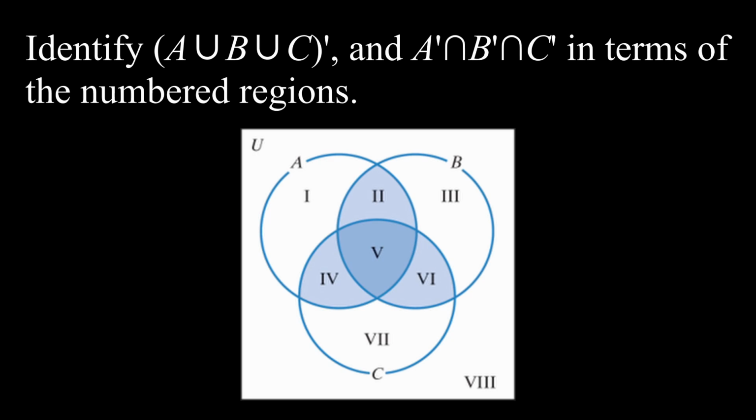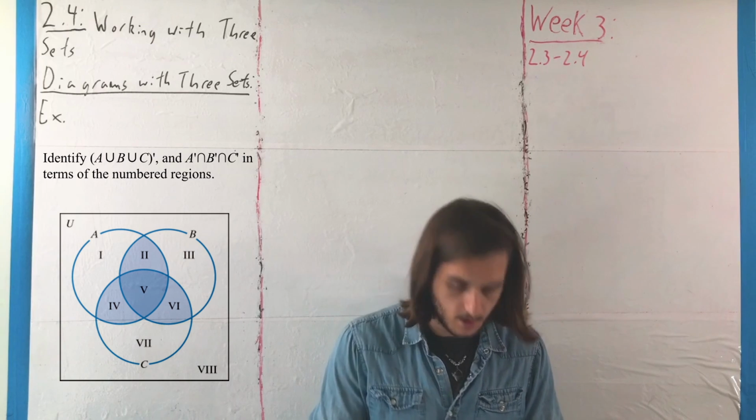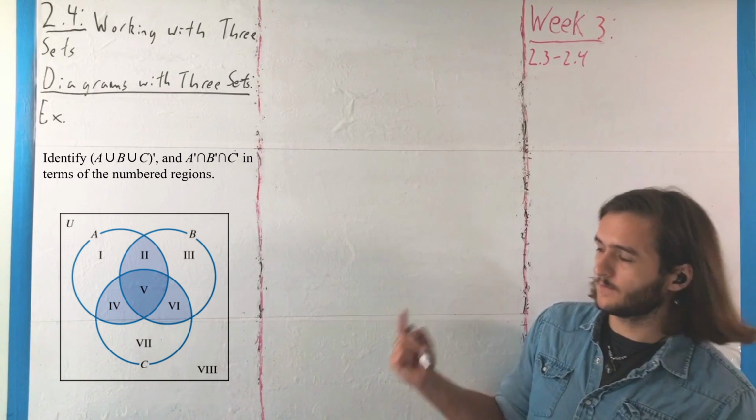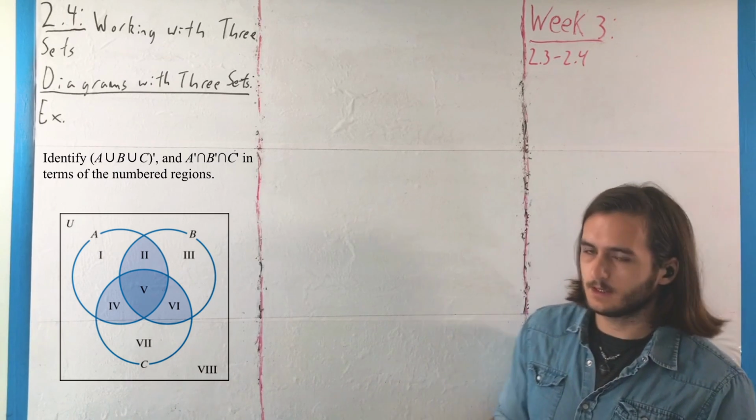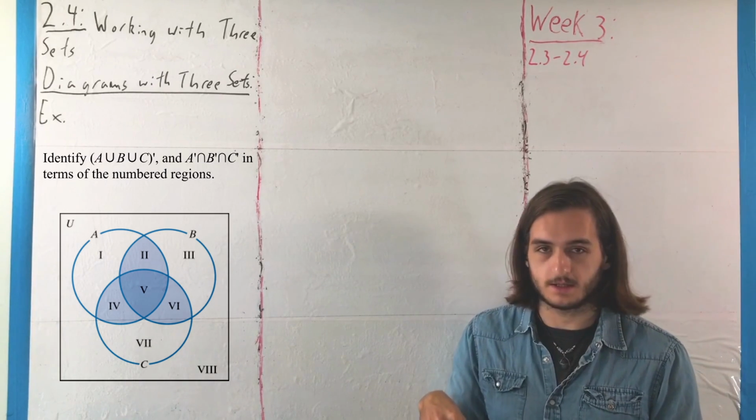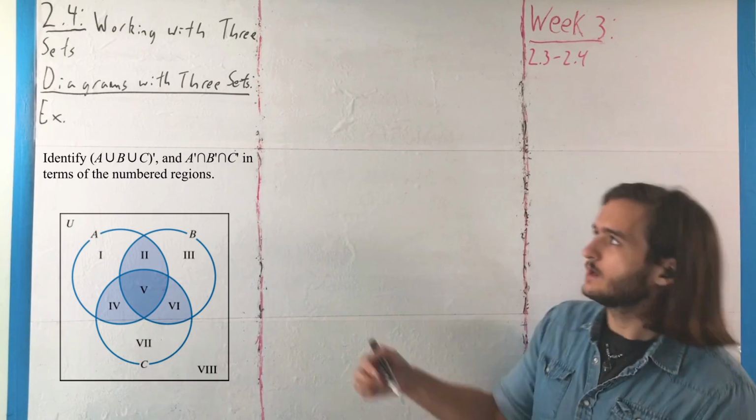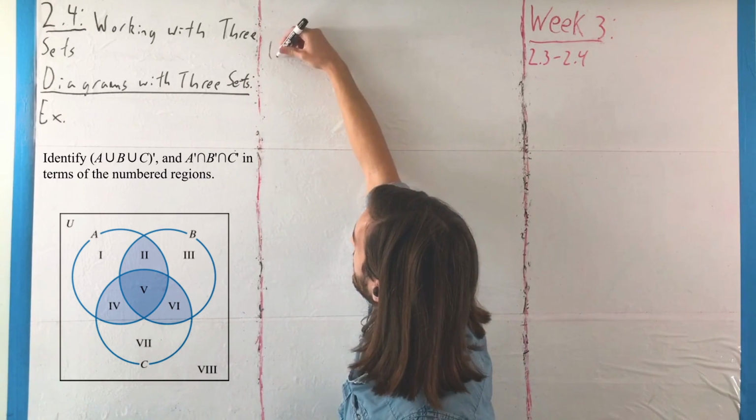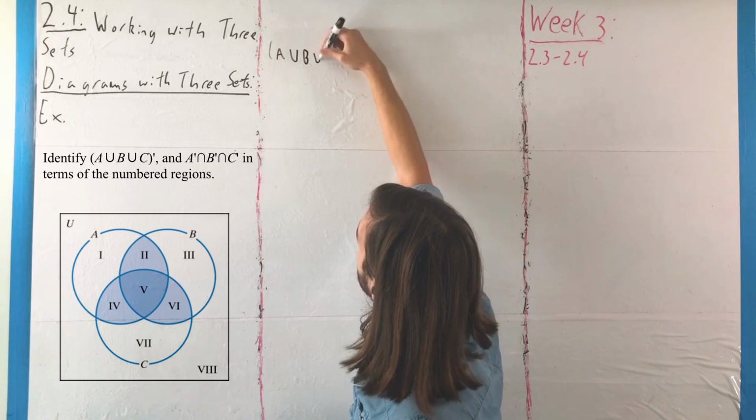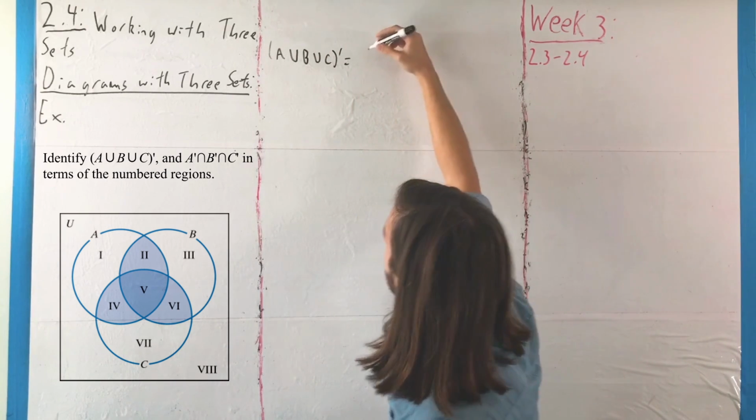For our first example of Venn diagrams, what we want to do is use the given diagram and identify A union B union C quantity complement, as well as A complement intersect B complement intersect C complement in terms of numbered regions. So, if we're going to start there, in that first part, finding all of those unions and then complemented, we could recognize that all of the areas except for the outer area 8 is going to be included in that union.